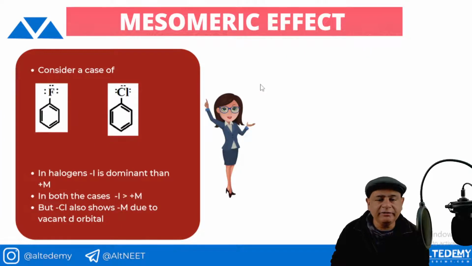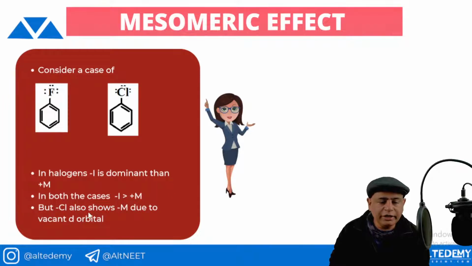Right? So primarily it will be treated as plus M effect. Look here, consider the case of halogens. In halogen, on the contrary, minus I is dominant over plus M. This is the only exception that happens. In halogen, minus I is dominant over plus M. In both the cases, minus I is more dominant than the plus M effect.